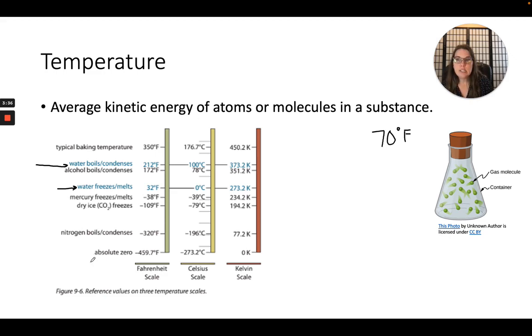And then absolute zero is at negative 459.7 degrees Fahrenheit. Absolute zero is a temperature we can't actually get to. It's the temperature at which all molecular motion stops. And as far as we know, this can't really happen. It's impossible. Scientists have been able to achieve temperatures that are slightly above absolute zero, but not actually absolute zero. The temperature in outer space is supposed to be about 3 degrees above absolute zero.